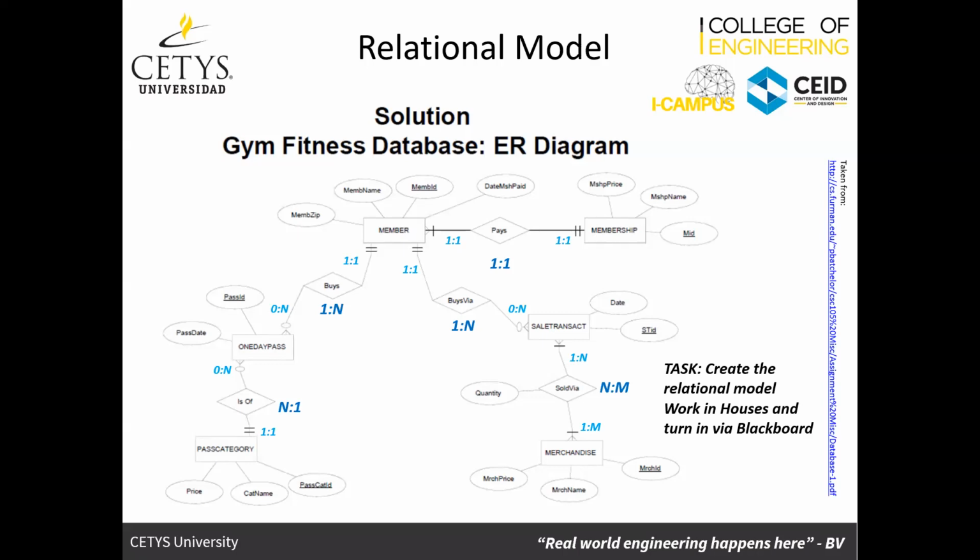And I think you've noticed, I was seeing what everybody was doing, and everybody was on the right track. Basically, it's really simple. We're going to create a table for each of the entities. So in this case, we would have 1, 2, 3, 4, 5, 6 basic tables, which is the member table, the membership table, a one-day pass table, a pass category table, a sales transaction table, and a merchandise table. Those would be the 6 tables that come out of the entity relationship diagram.